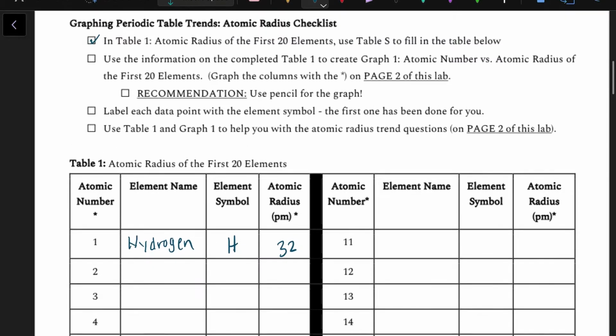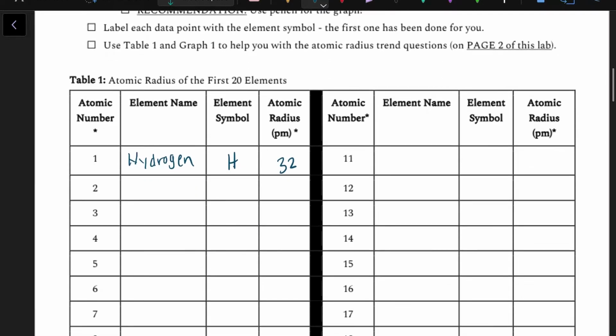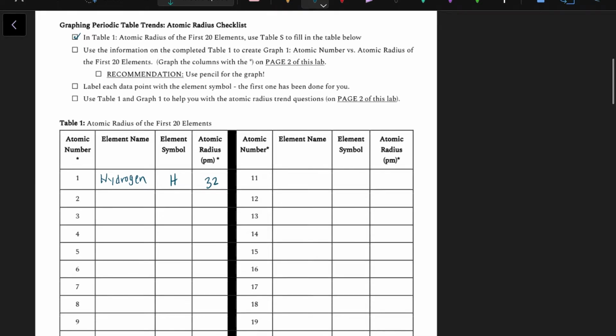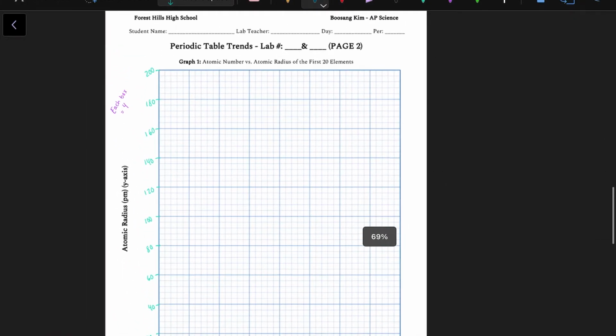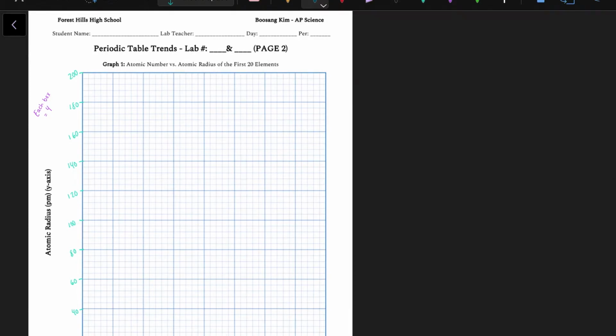Our next step is to use this information to graph it. When we graph it, we're going to label each point with the element symbol, and on your lab, the first one will be done for you. And then there are some questions that you'll answer based on your graph. So once this data table is full, for Table 1, you will go to Graph 1, which will be on the second page of this lab. So there are 2 paper pages that you will be working with in this lab. You'll get it with the axes already filled out, both the y-axis and the x-axis. Your job is to graph the atomic number versus the atomic radius.